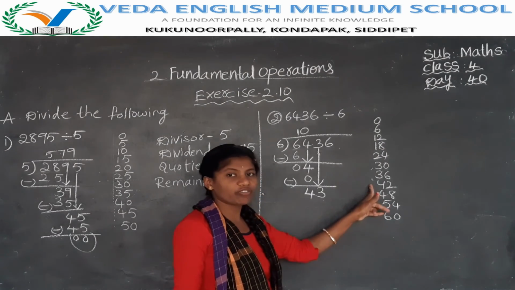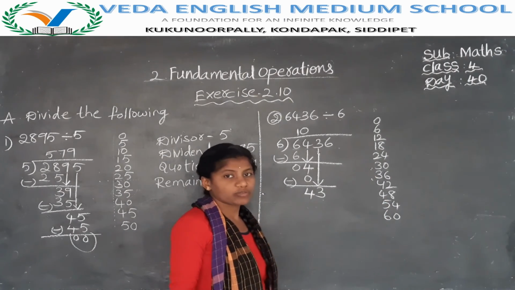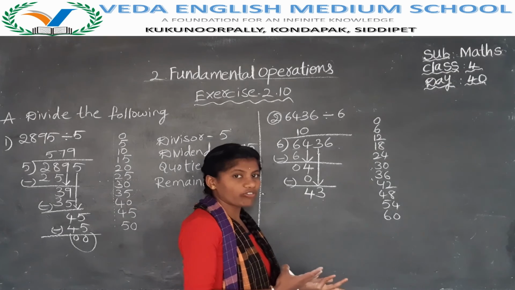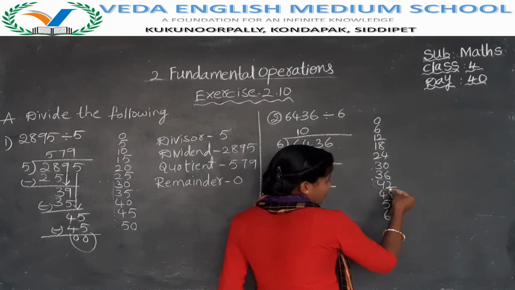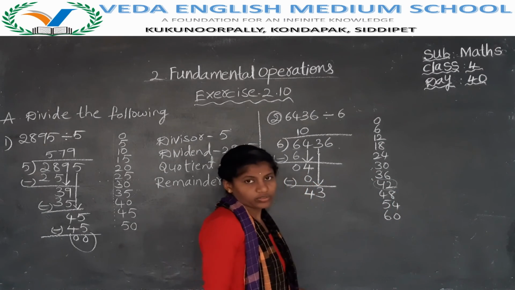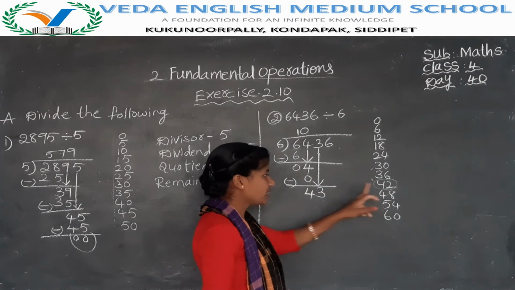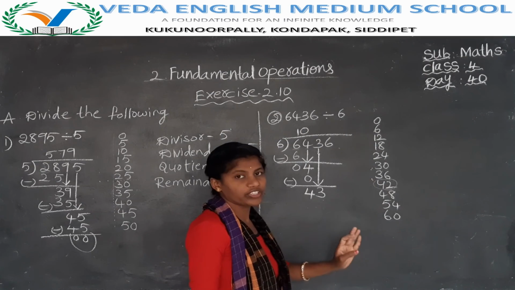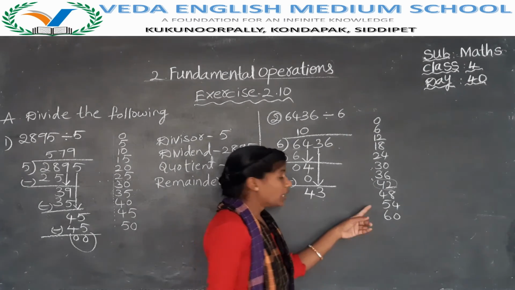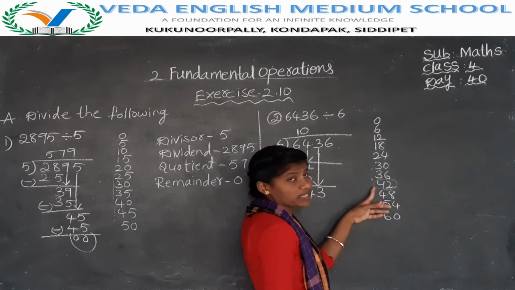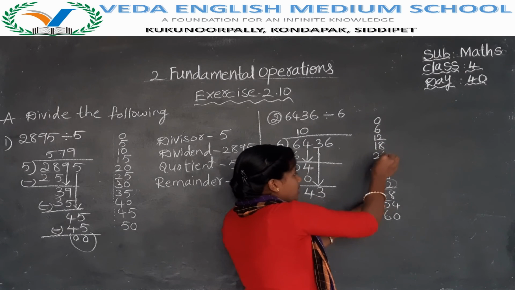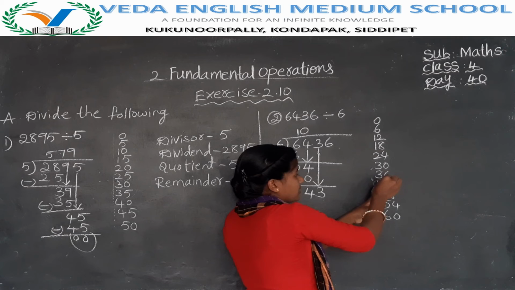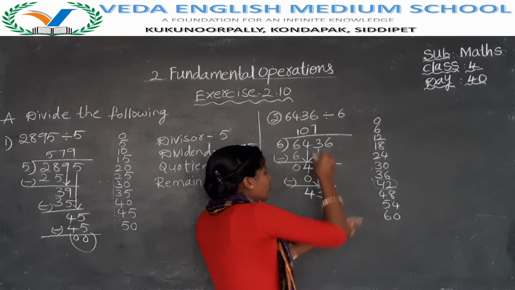What is the number smaller than 43 and nearest to 43? Here we have one number, that is 42. 42 is smaller than 43 and 42 is nearest to 43. So we have to take 42. How many times is it possible in the 6 table? 6 zeros are 0, 6 ones are 6, 6 twos are 12, 6 threes are 18, 6 fours are 24, 6 fives are 30, 6 sixes are 36, 6 sevens are 42.